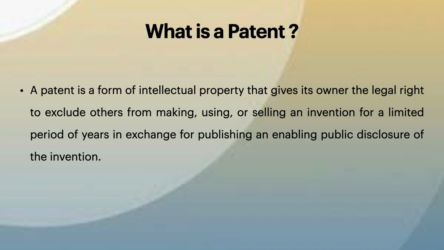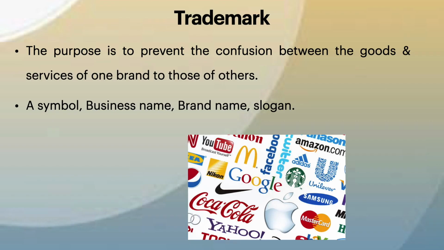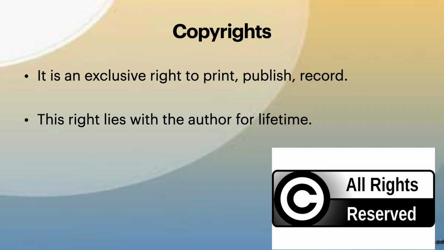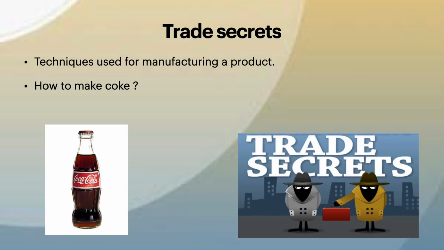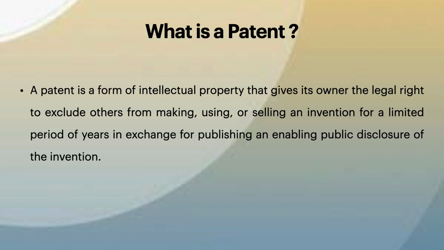Last class, we had started off with what is intellectual property, what does it mean to have the rights of intellectual property. We discussed four different intellectual properties, starting with trademark, copyrights, trade secrets, and then we moved on to what is a patent. We learnt about the meaning of patent, right?